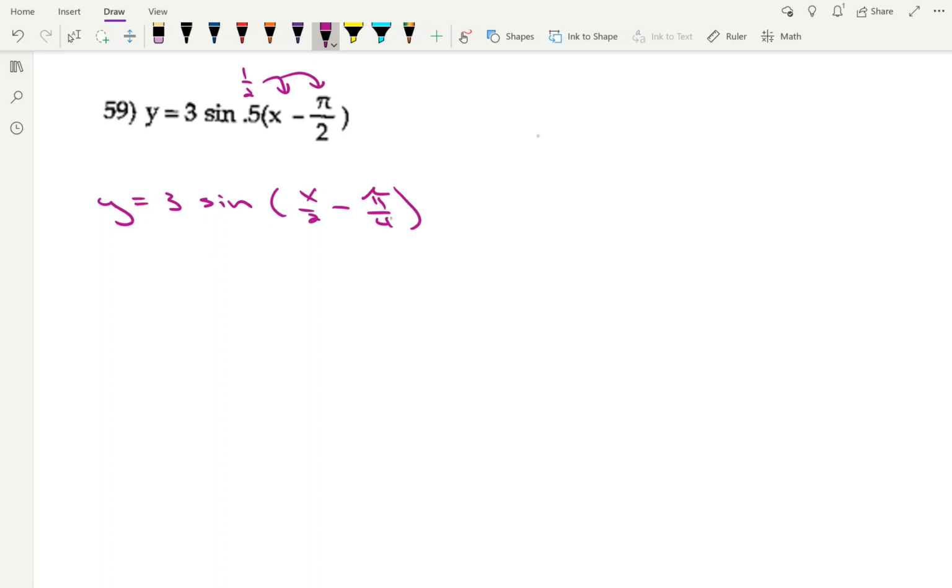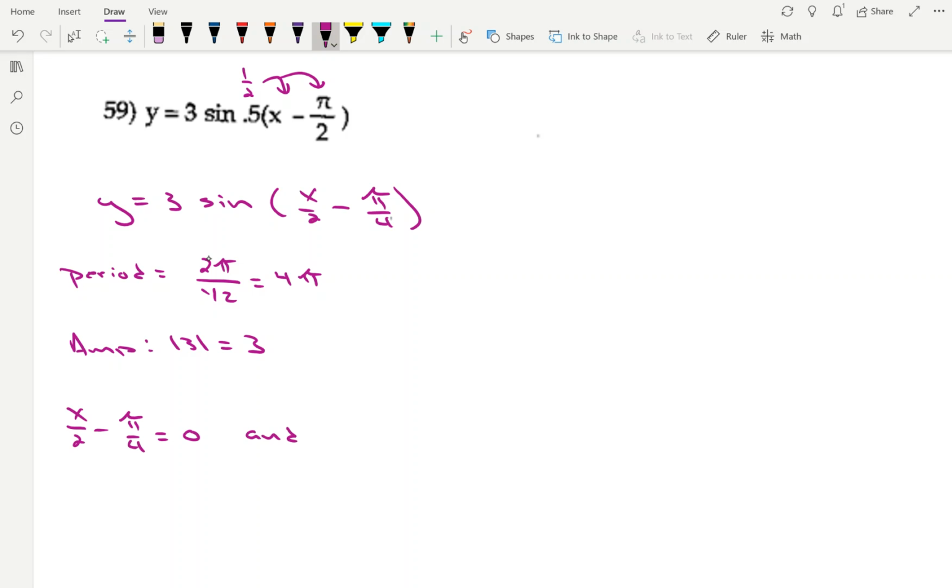No shifts up or down, so that's nice. So what do we know about the period? Be a little careful here because that's equal to 2 pi divided by b, but in this case b is 1/2, so we're going to get 4 pi here. Amplitude is just the absolute value of 3, which is 3. We know the period is 2 pi, so x over 2 minus pi over 4 is equal to 0, and x over 2 minus pi over 4 is equal to 2 pi.